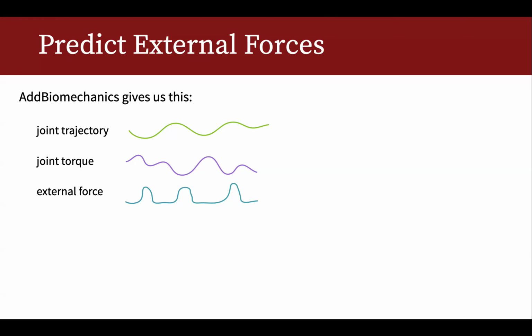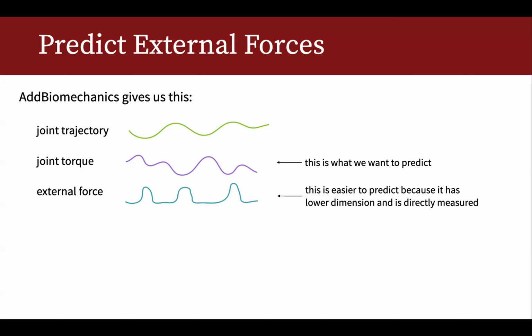We have a joint trajectory paired with a joint torque and the external forces. Essentially, we want to get joint moments. That's what a lot of medical and healthcare related applications care about, ergonomics as well. But it turned out it's actually easier to predict the external forces instead of the joint torque, because it's lower dimension, and also it's directly labeled. We measure that. And once you get the external forces, from physics we know how to get back to the joint torque. So the last step, going from external force to joint torque, can be solved analytically.